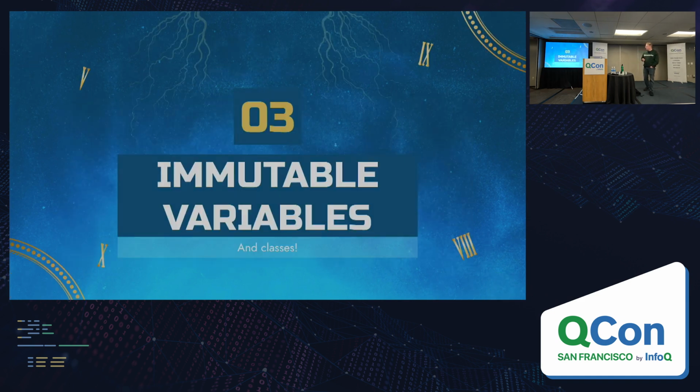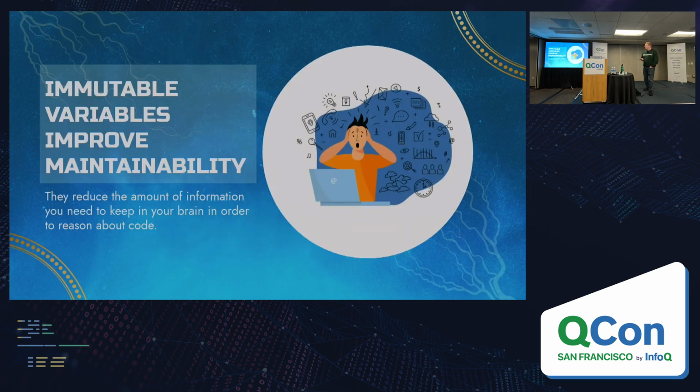So now we'll move on to number 3, which is immutable variables and classes. There are very few things that I've worked with in my career that I feel like improve the maintainability of my code as much as leaning into immutable variables as much as humanly possible. And the main reason for this is that they dramatically reduce the amount of information that you need to keep in your brain when you're reading a piece of code in order to reason about it and make assertions about it.